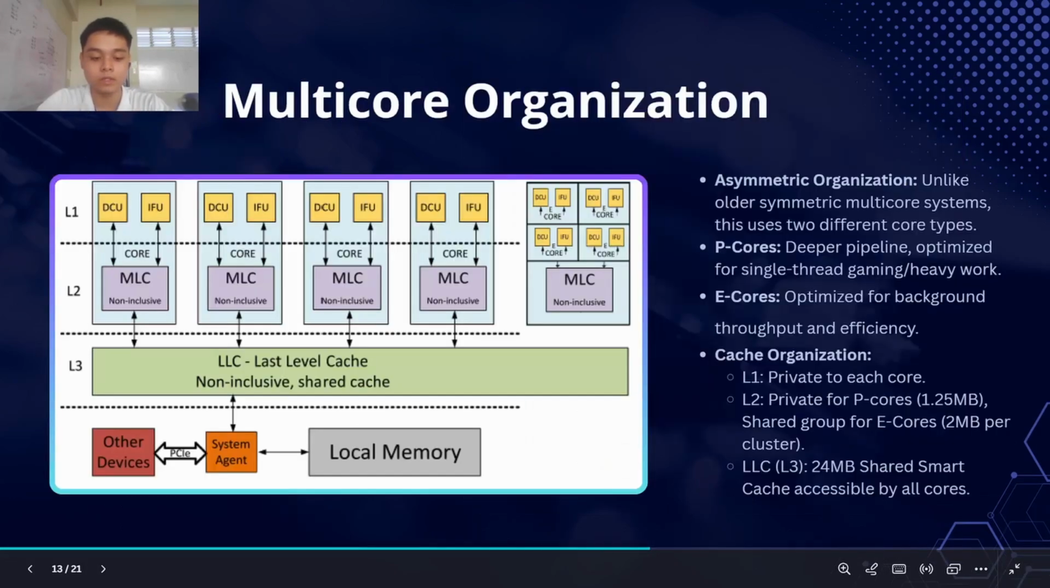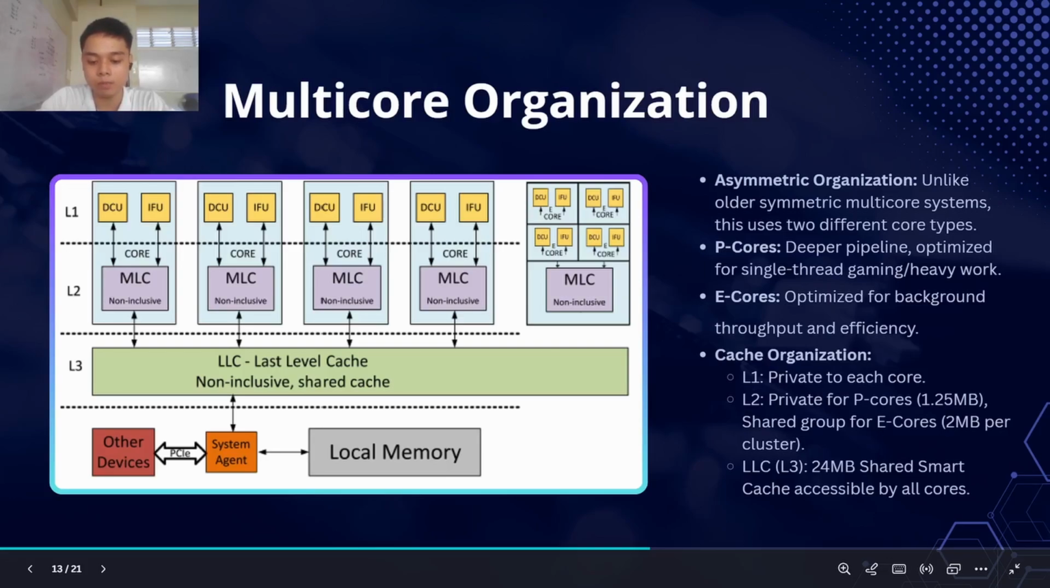This diagram details the asymmetric multi-core organization. Unlike the symmetric legacy design, this chip utilizes two core types connected to a ring interconnect. The performance cores on the left are physically larger cores with a deeper pipeline optimized for single-threaded, performance-heavy workloads like gaming. Each has 1.25 MB of private L2 cache. The 8 efficient cores on the right are organized in clusters of 4, sharing 2 MB of L2 cache per cluster, and they handle background and scalable multi-threaded tasks efficiently.